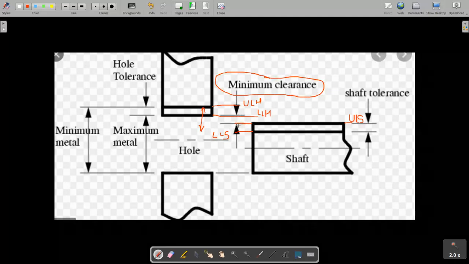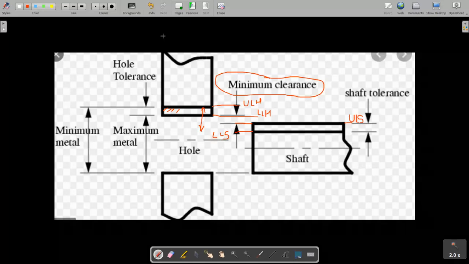Now what is the tolerance? The hole tolerance is the difference between the upper limit and lower limit of the hole. This is the hole tolerance, and it is given that it is 1.5 times the shaft tolerance. Shaft tolerance is the upper limit of the shaft minus the lower limit of the shaft.